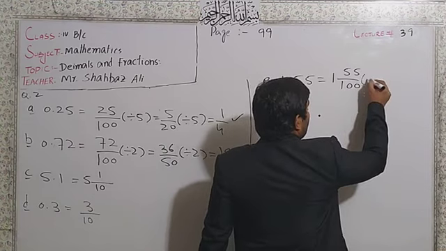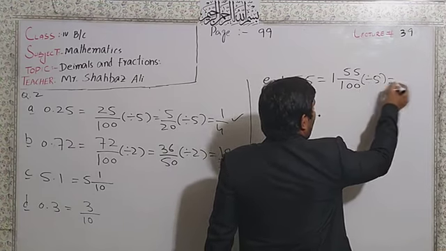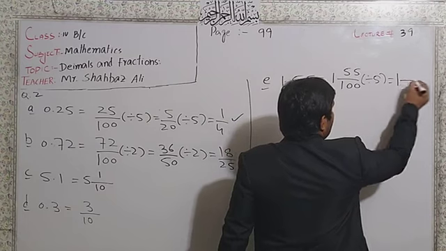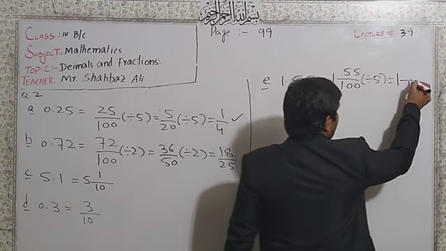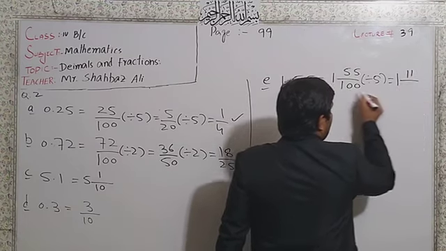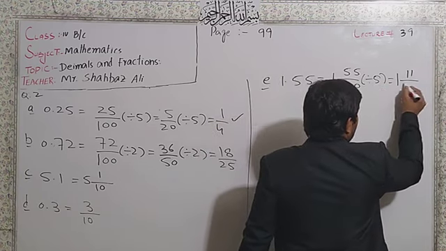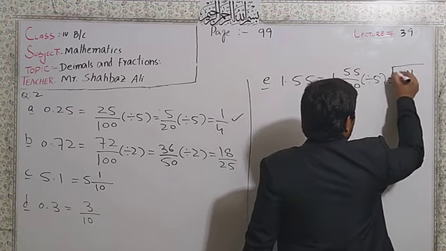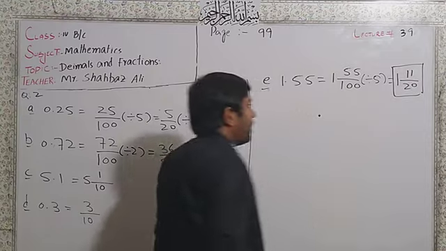So whole number will be as it is. 55 divided by 5 will be 11. 100 divided by 5 will be 20. This is your answer. Okay, dear students.